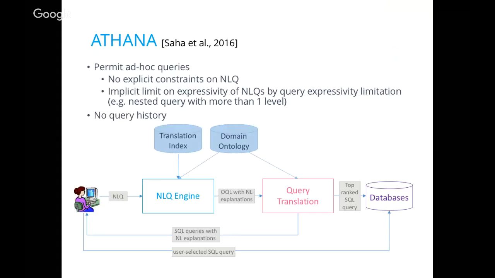So the overall structure is very standard, right? Remember, we have this query understanding, which is here referred to as the NLQ engine, and then query translation. The domain knowledge utilizes the domain ontology as well as the translation index. The translation index is actually built from the values of the database. So remember, we have talked about it.